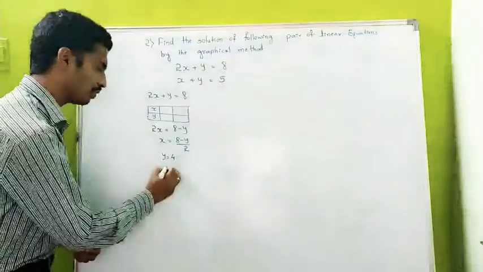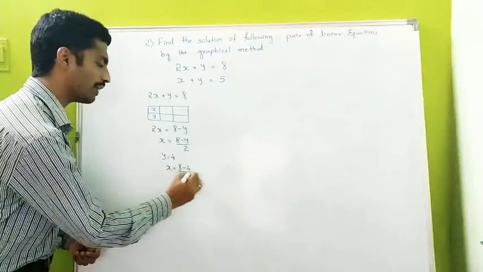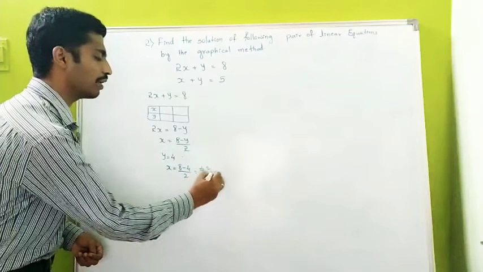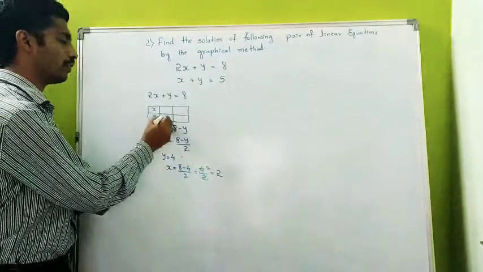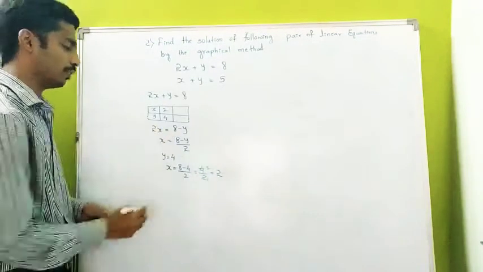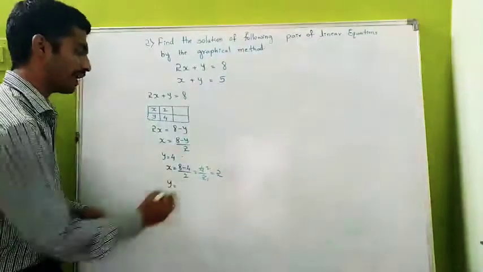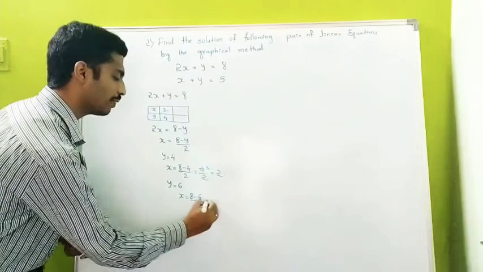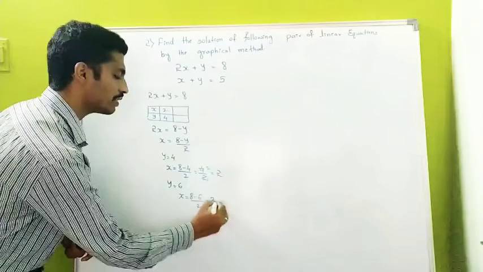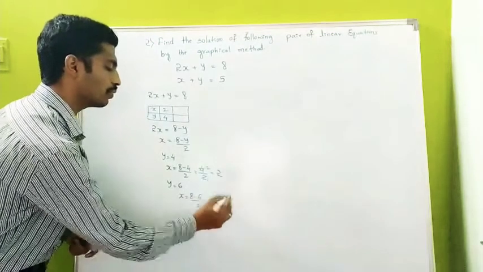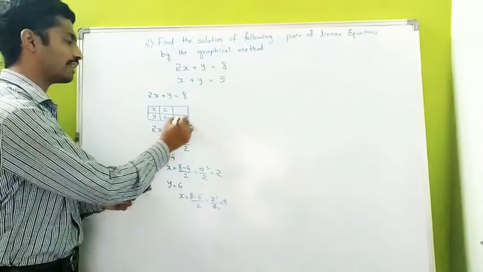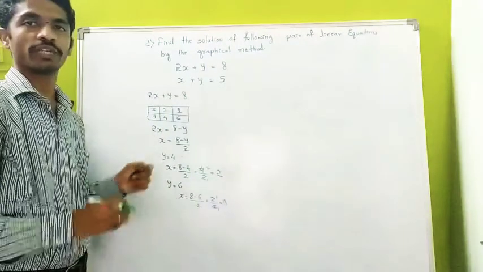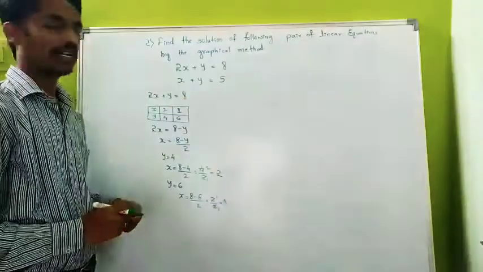Taking y equal to 4, x equal to (8 minus 4) divided by 2. So 8 minus 4 is 4, divided by 2, 2 ones are 2, so x is 2 when y equal to 4. Next let's take y equal to 6. So x equal to (8 minus 6) divided by 2. It will be 2 by 2, so x equal to 1 when y is 6. So this is our first solution table. Do the same thing for the next one also.